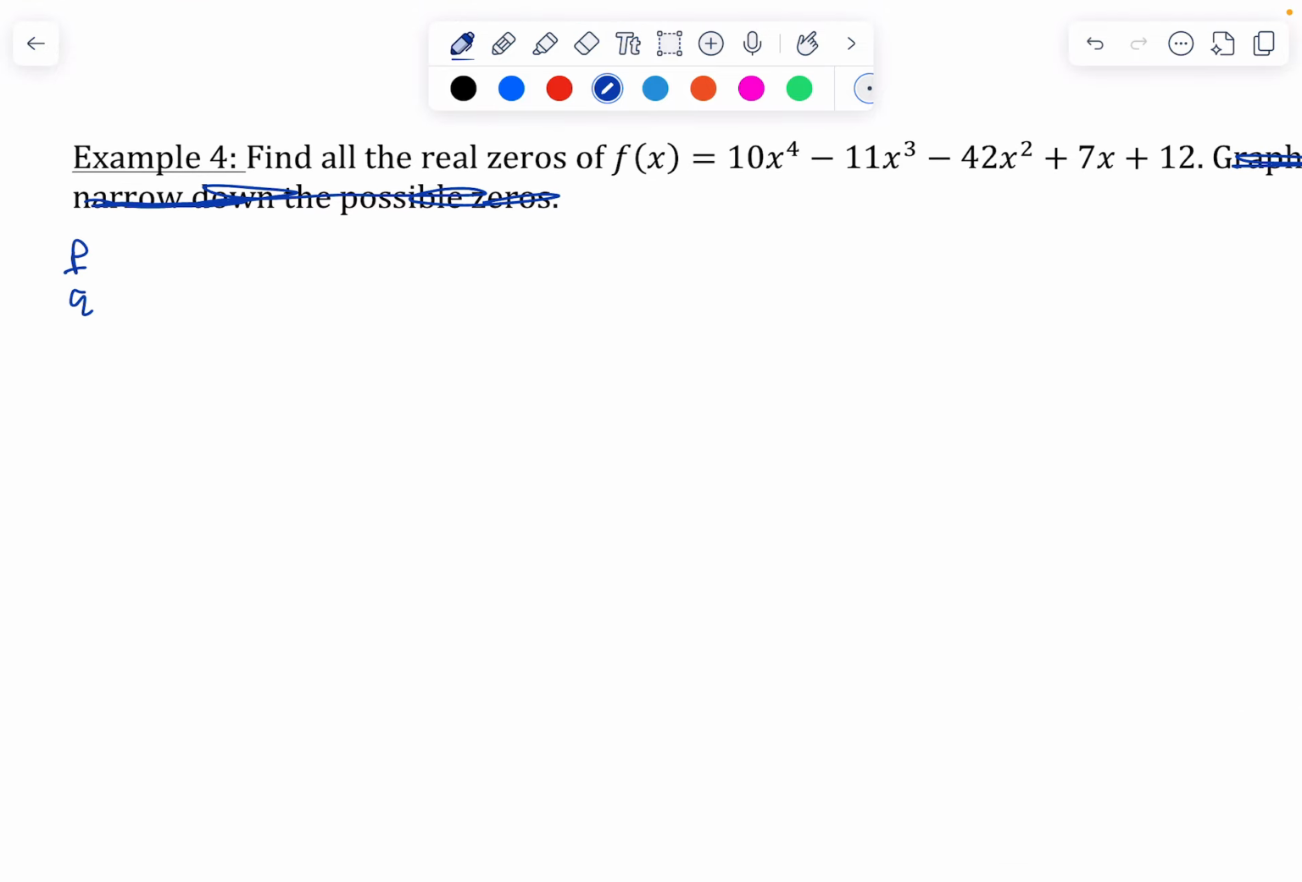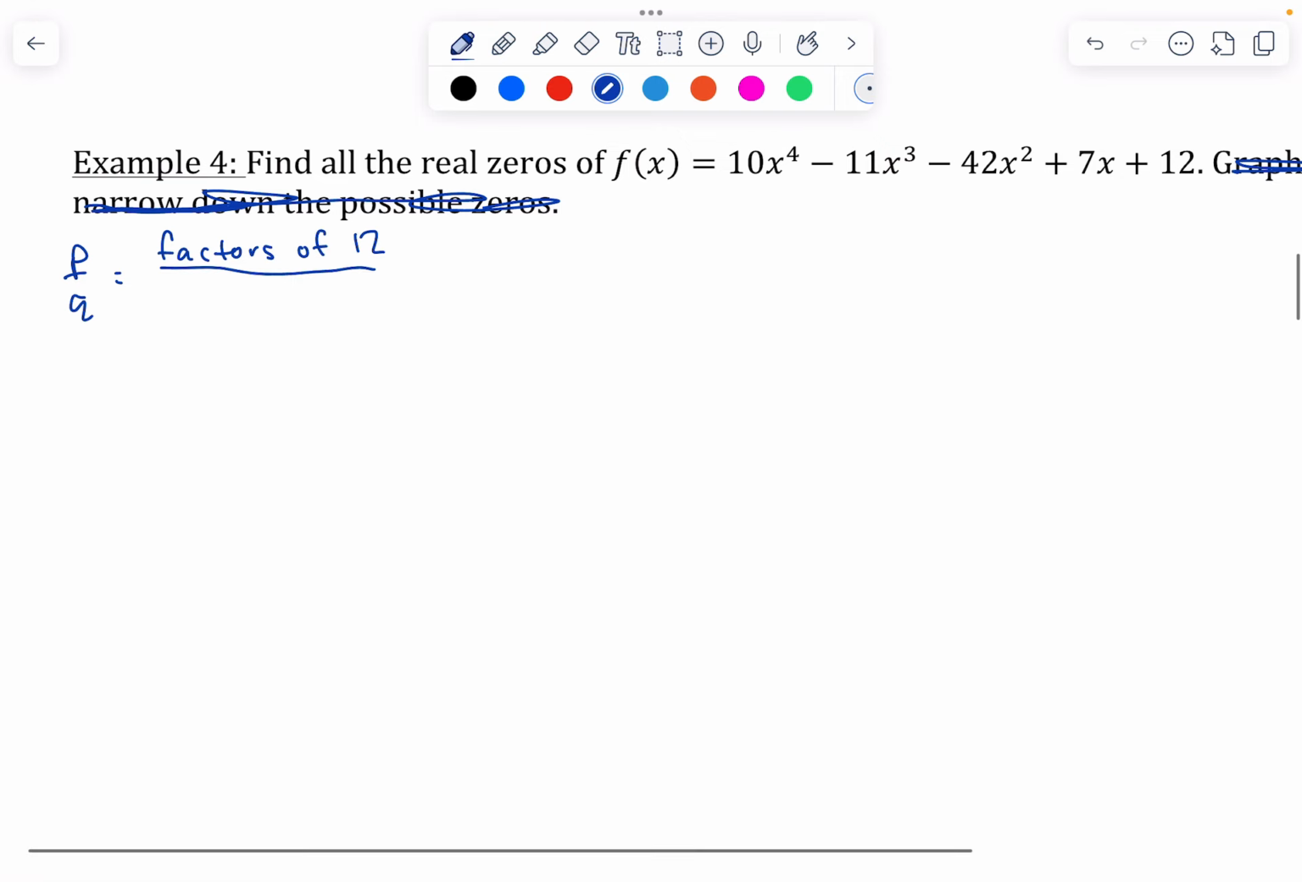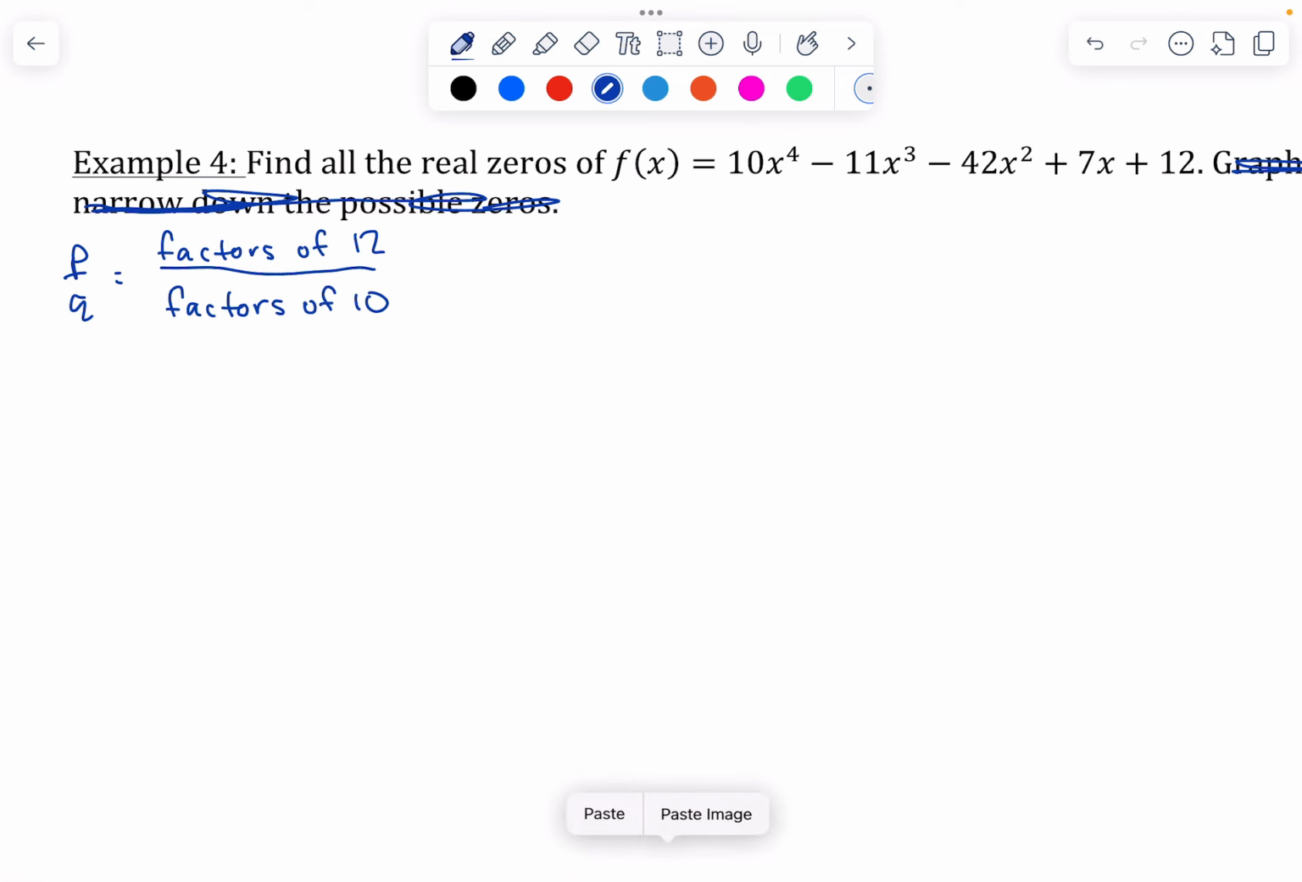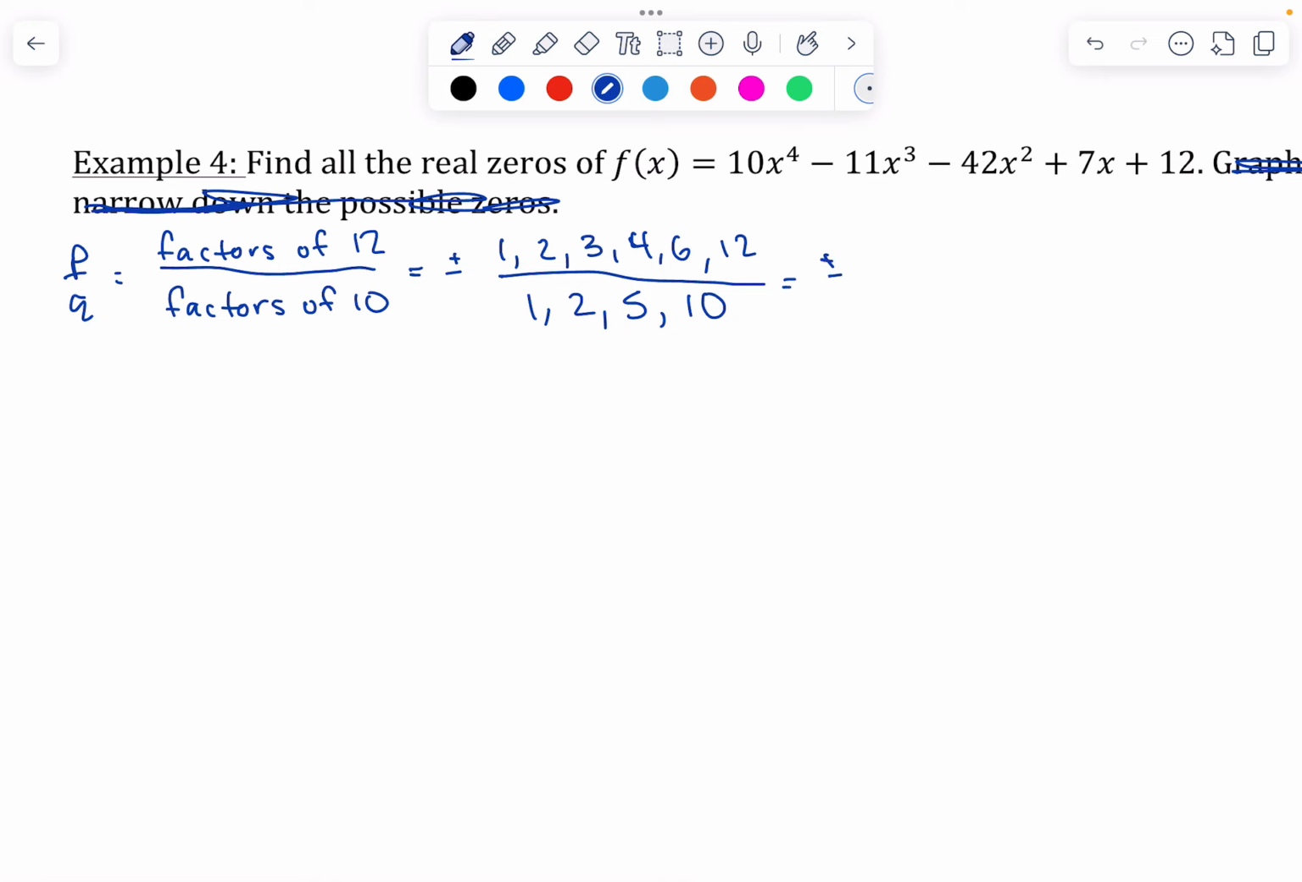P over Q, factors of 12 over factors of 10. Now this one is going to be longer and harder because there are a lot more possibilities. So factors of 12 are 1, 2, 3, 4, 6, and 12. Factors of 10 are 1, 2, 5, and 10. Okay, now I need to list all the possibilities, so just go one by one.